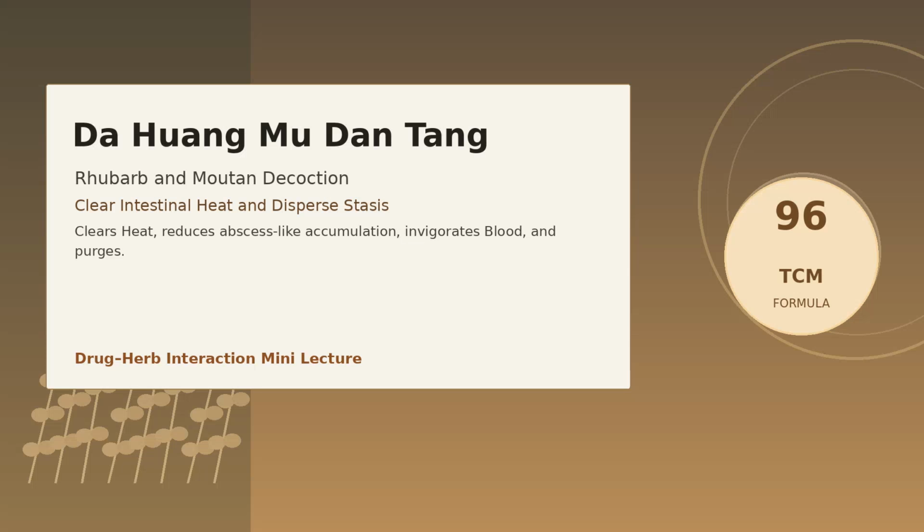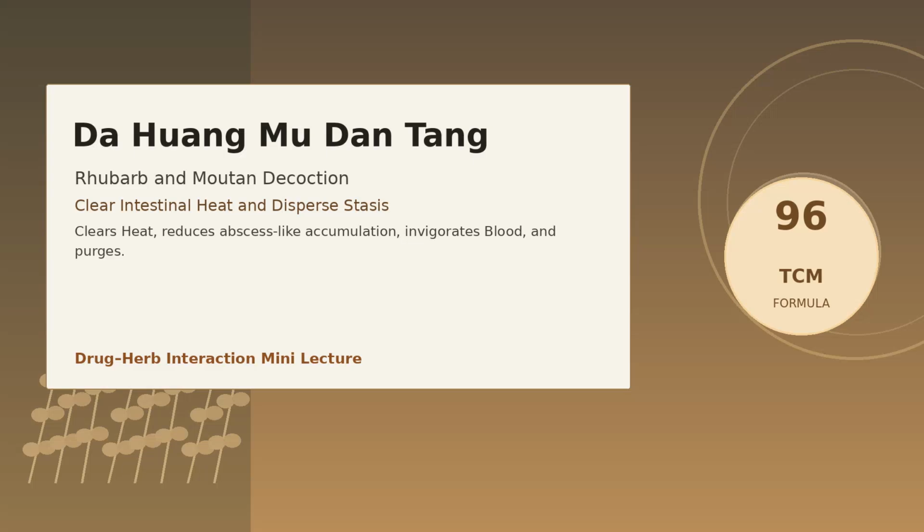The Huang Mu Dan Tang, commonly translated as rhubarb and mountain decoction, is a classical traditional Chinese medicine formula in the category clear intestinal heat and disperse stasis. Its core action is to clear heat, reduce abscess-like accumulation, invigorate blood, and purge. The pattern framework is intestinal heat with blood stasis, classically an early intestinal abscess pattern.